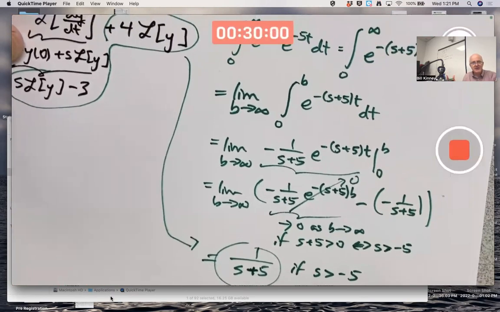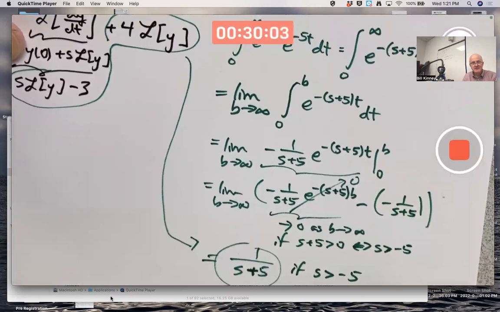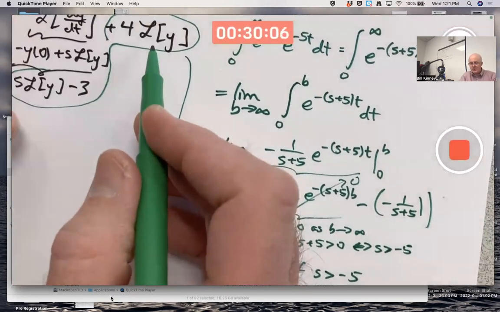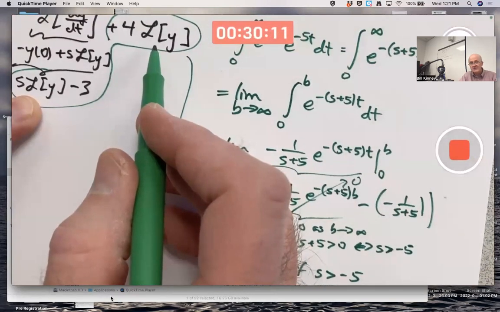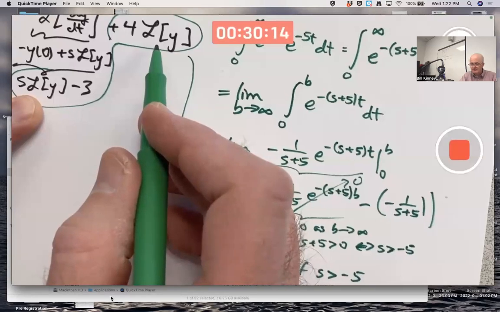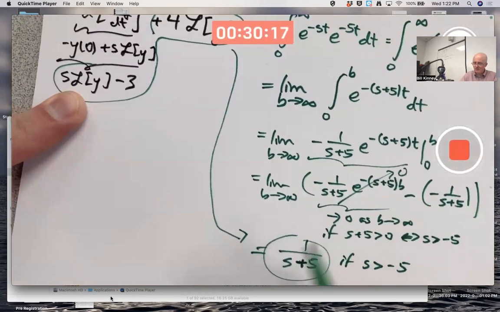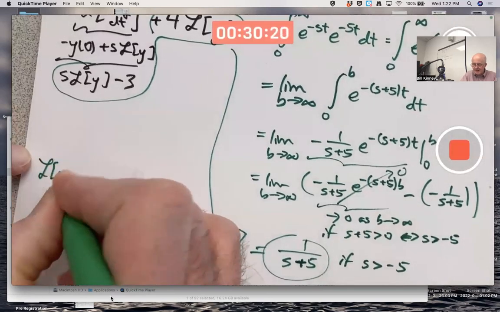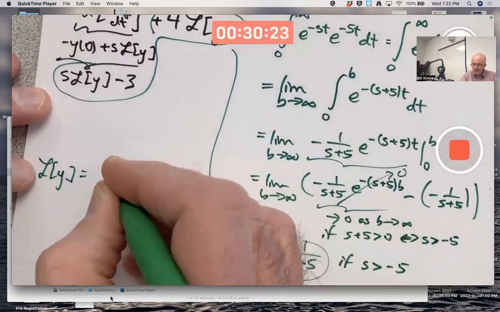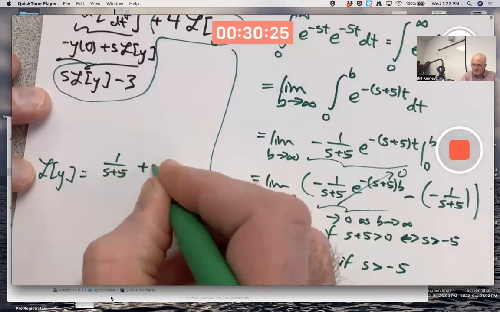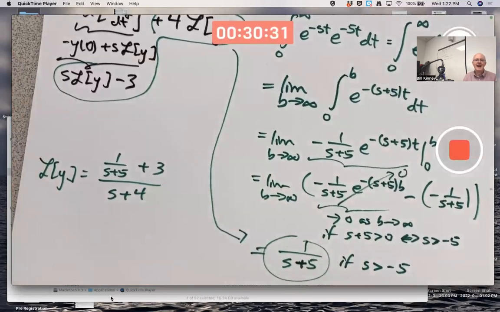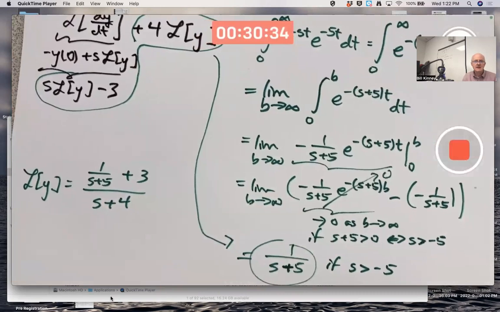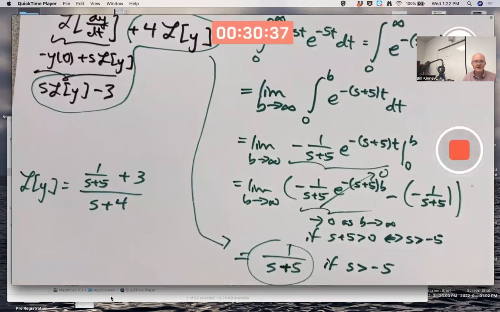Solve for L of y algebraically. Add 3 to both sides. Out of these two terms, factor out L of y to get L of y times, in parentheses, s plus 4. Then divide both sides by s plus 4. Doing that all at once would give the Laplace transform of y equaling 1 over s plus 5 plus 3, all divided by s plus 4. I added 3 to both sides. And then after factoring out L of y, I divided both sides by s plus 4.